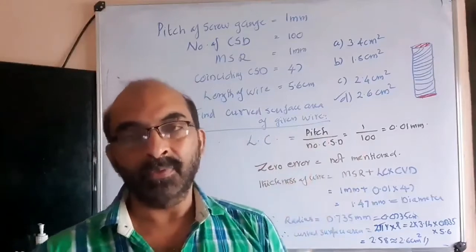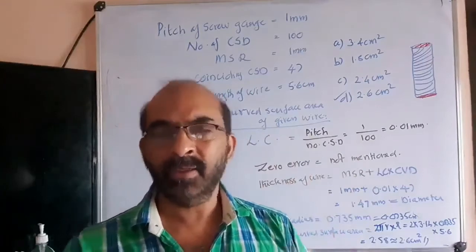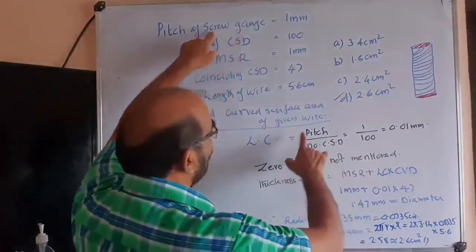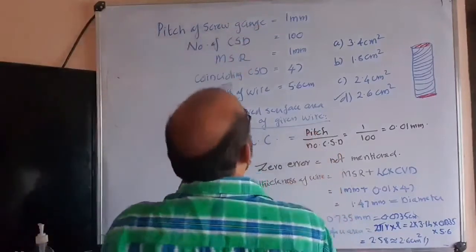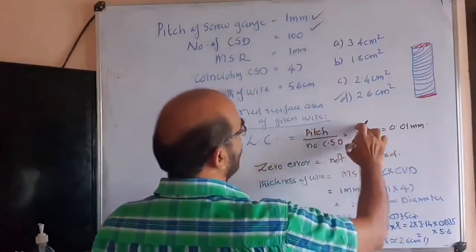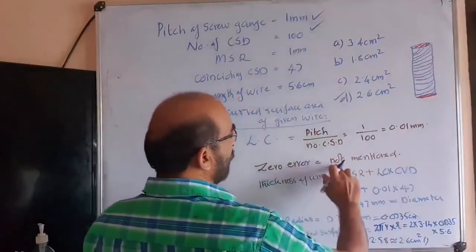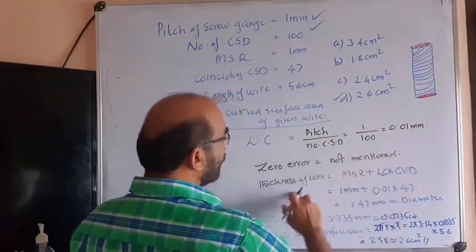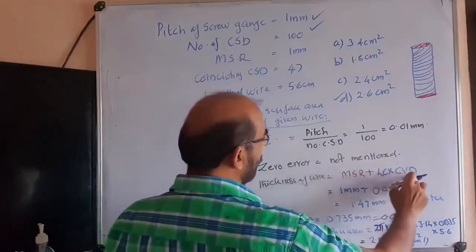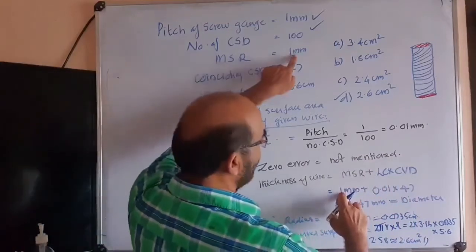Okay. Now we do. So, using the screw gauge, we have to determine only the diameter. Same method. Look here. Least count: pitch is given, number of circular scale divisions are given. Pitch by number of circular scale divisions, 1 by 100, 0.01 millimeter. Zero error not mentioned. Thickness of the wire, directly we use main scale reading plus least count into coinciding circular scale division. Main scale reading 1 millimeter is given.